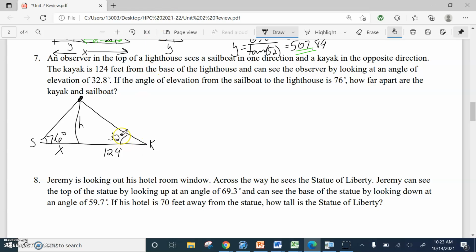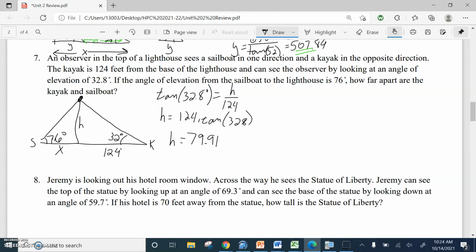What we can do is, looking at the kayaker, we can say that the tangent ratio of that 32.8 degrees, that is the height of the tower over the adjacent side, the 124 feet. So we can say that the h is 124 times tan of the 32.8. We can find that the height of the tower, just like that, is approximately 79.91 feet.